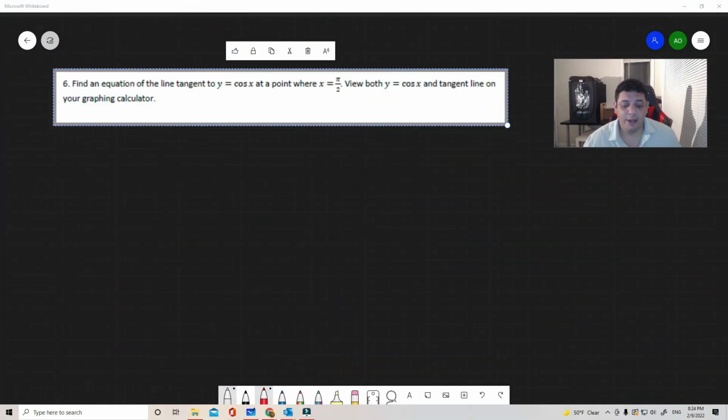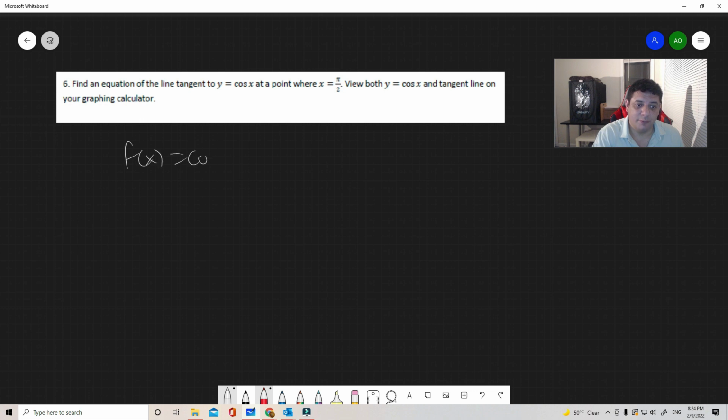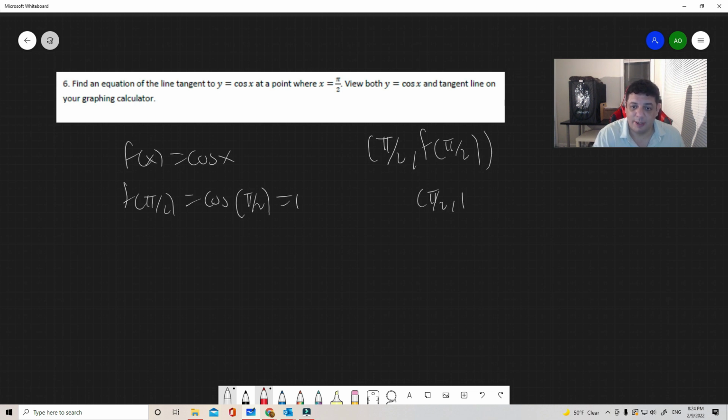Last but not least, we can do the type of exercise where we find the equation of the tangent line. So in here, we want to find the equation of the tangent line to y equals cosine of x at the point x equals pi half. So for that, remember that we always have the function, and then we need to have a point and the slope. The point clearly is pi half, f of pi half, which, by the way, f of pi half here is just cosine of pi half, which is going to be 0. So we have the point pi half, 0.